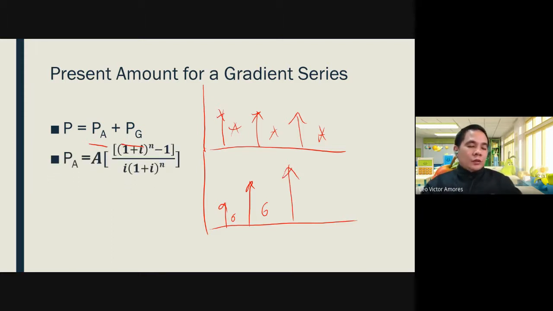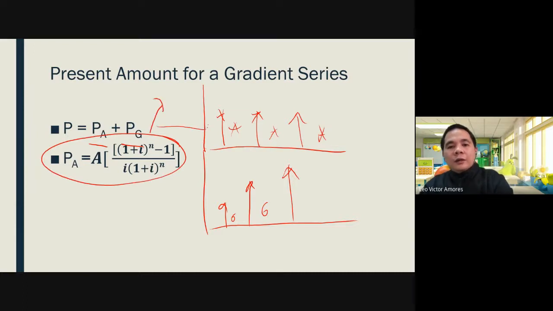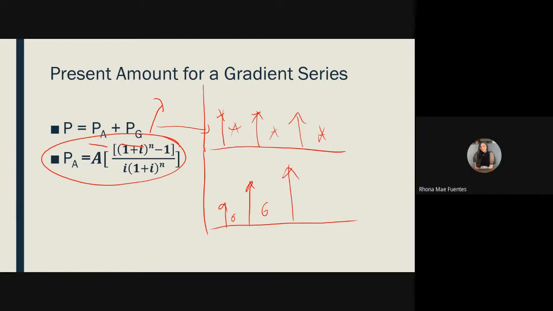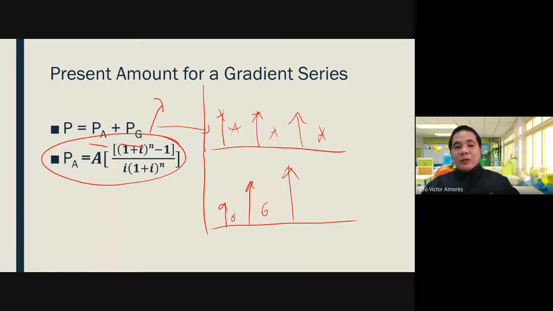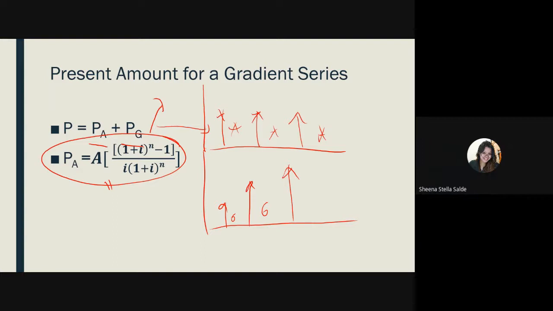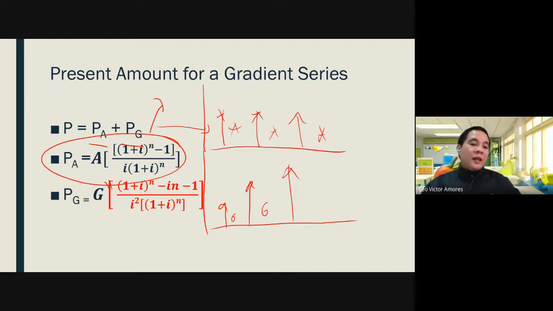So, the P of A basically is your formula for what? Annuity. Right. The P is no longer the principal value. Yes, principal value for a certain series of annuity payments. That is the ordinary annuity equation. P of A is for the annuity, and G is for the gradient, just for the certain gradient.